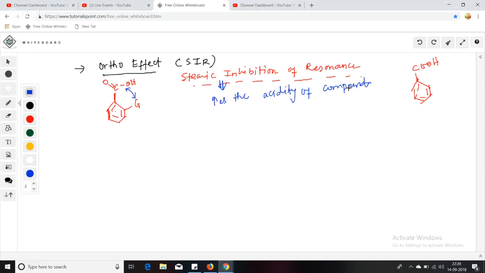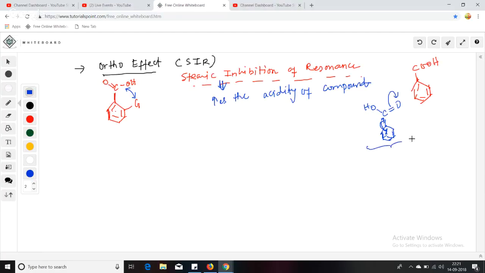Okay, how does it increase the acidity of the compound? As we have drawn the resonating structure of this, just now we have drawn one structure. You see, this group C double bond O and OH withdraws electron, right? Because of the positive nature of this carbon and the electronegativity difference, this pi electron comes over here and this pi electron goes here. Like this, we draw the resonating structure, and this is nothing but the resonance.